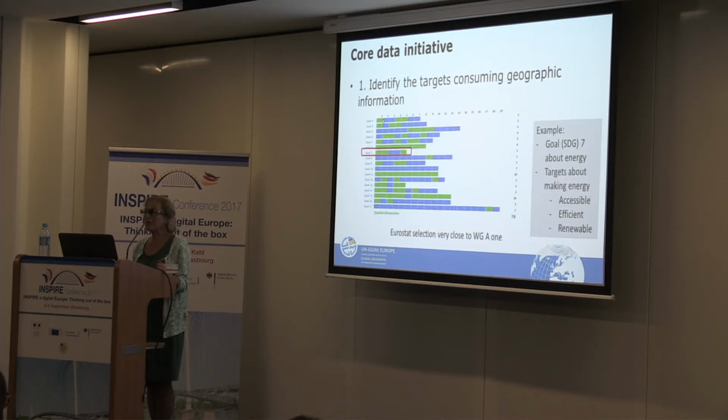So the first point was about identifying the targets consuming geographic information. So you have the SDG, the goals, and according to the SDG, you may have between 6 and more than 10 targets. In green, you have those consuming geographic information. An example, goal 7 is about energy, and you have more detailed targets, for instance, about making energy accessible, making it renewable, making it more efficient.